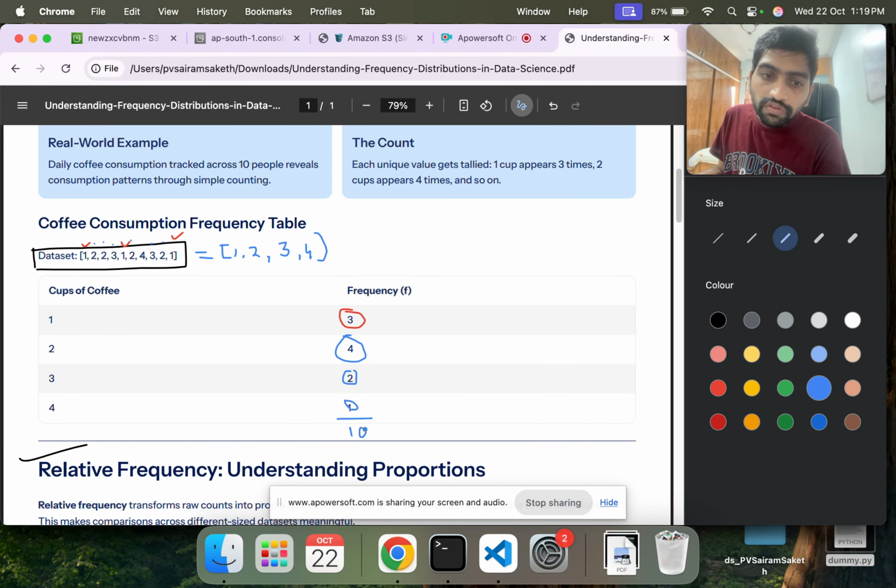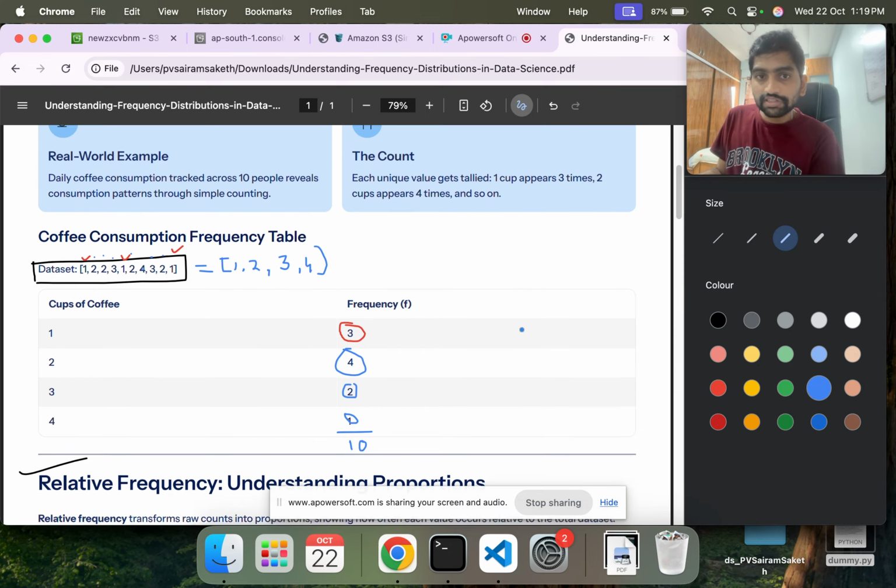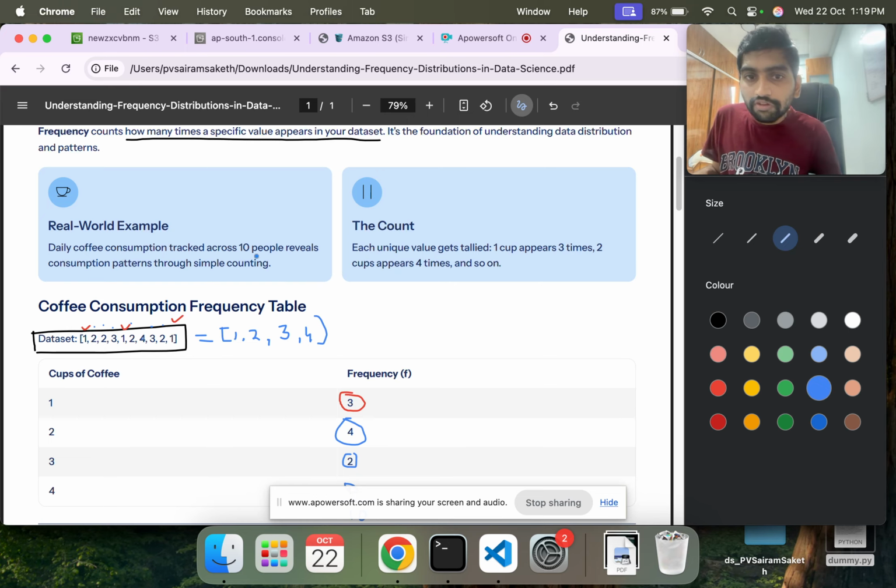So this is one of the very important topics that we have to discuss. So what is the real life example that we can see? Daily coffee consumption tracked across 10 people reveals consumption patterns through the help of simple counting. So, what does this mean?